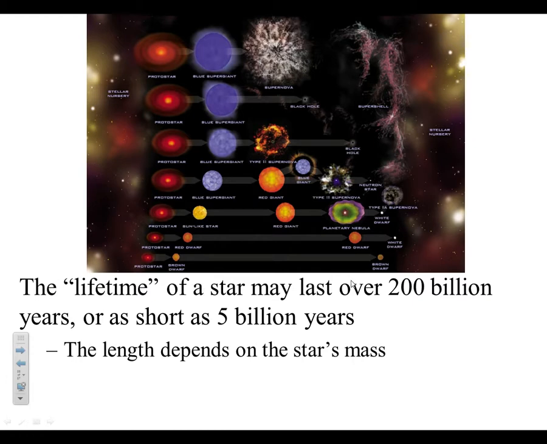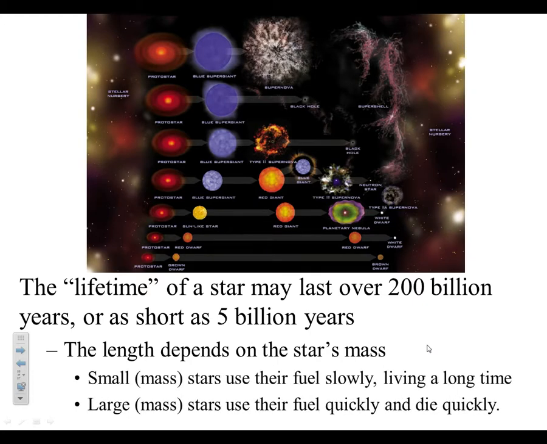The lifetime of a star may last over 200 billion years or as short as 5 billion years. The length depends on the star's mass. Which stars live for a long time? The low mass ones or the high mass ones? The low mass. The low mass live for a long time because they use their fuel slowly. The large mass ones use their fuel quickly and die quickly. So one of these might only be 5 billion years long.